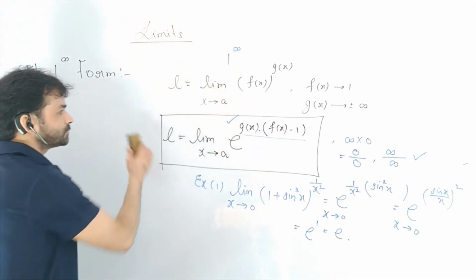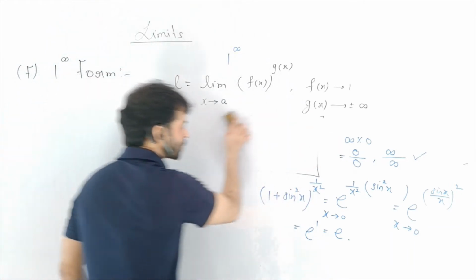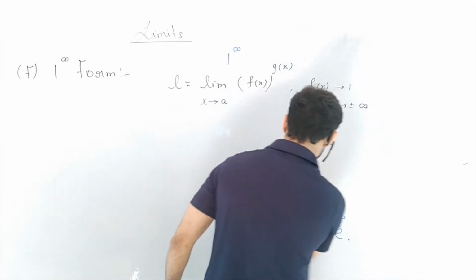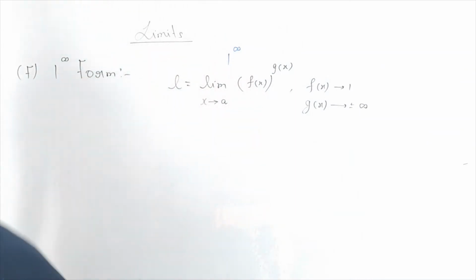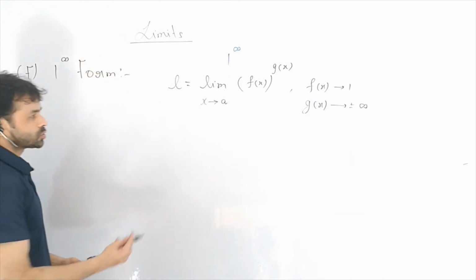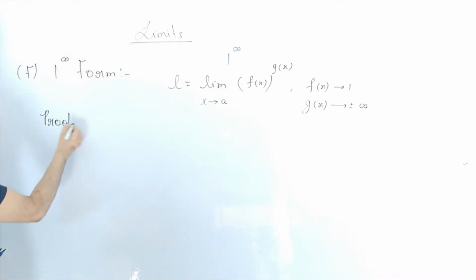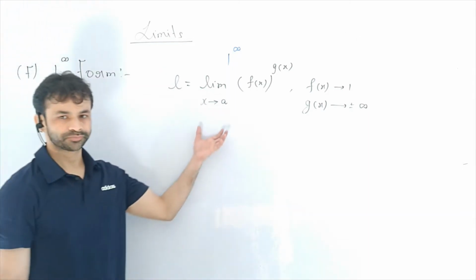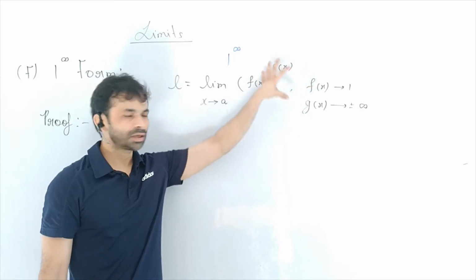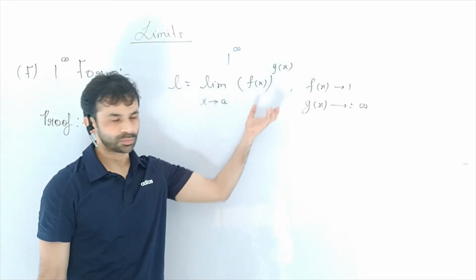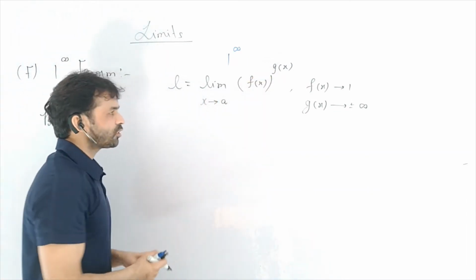Come to the derivation part. So you have this limit. Let's say we don't know the result for this. Okay, this fx is tending to 1, gx is tending to plus or minus infinity, and we assume we don't have any result. Okay, so what will we do? It is 1 to the power infinity form.